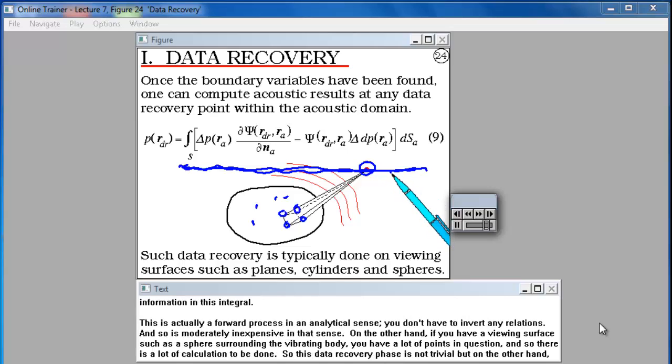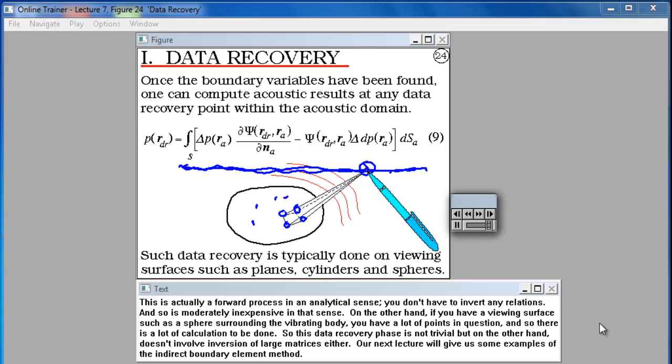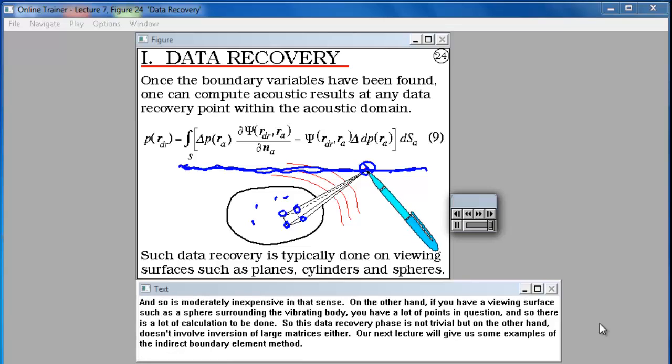On the other hand, if you have a viewing surface such as a sphere surrounding the vibrating body, you have a lot of points in question, and so there is a lot of calculation to be done. So this data recovery phase is not trivial, but on the other hand doesn't involve inversion of large matrices either. Our next lecture will give us some examples of the indirect boundary element method.